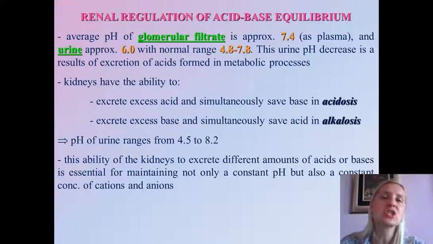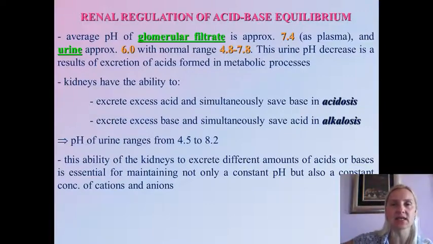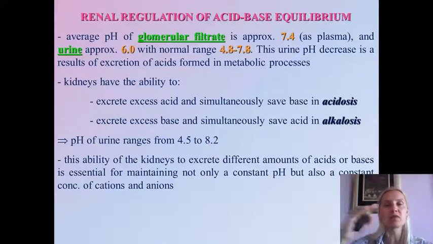So this urine pH decrease is a result of excretion of acids which are formed in those metabolic processes that we have mentioned at the very beginning of this lecture. So our kidneys have the ability to excrete all excess acids and simultaneously save basic components in the state of acidosis, and we will discuss it a little bit later. Or to do the opposite, to excrete an excess amount of base and at the same time to save acids in alkalosis.